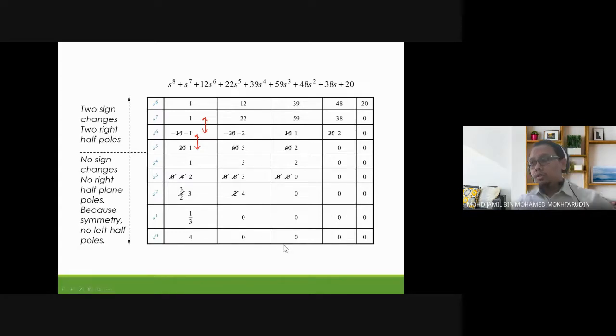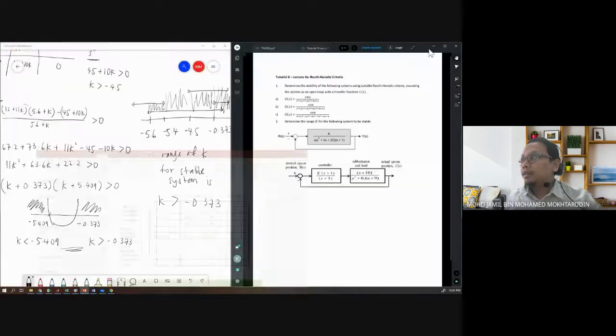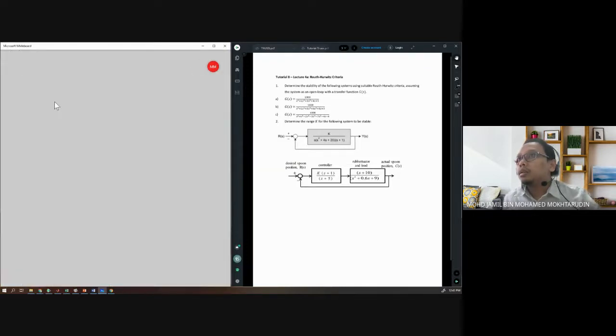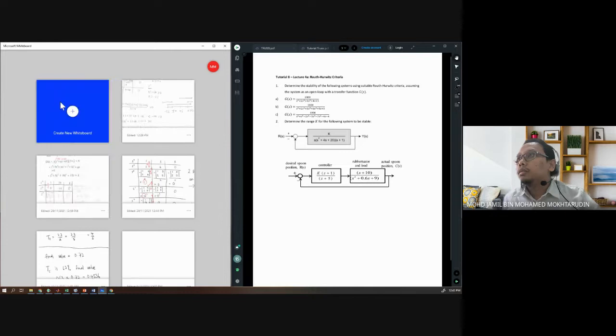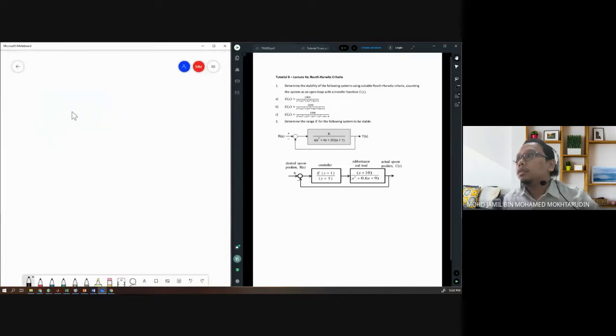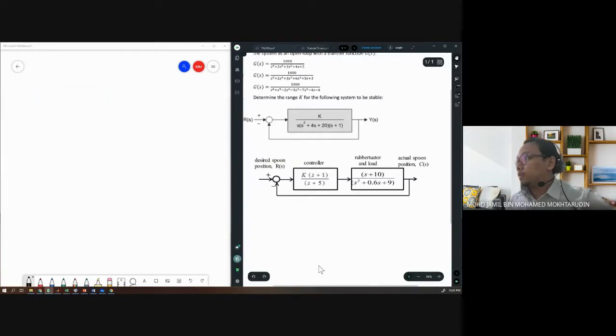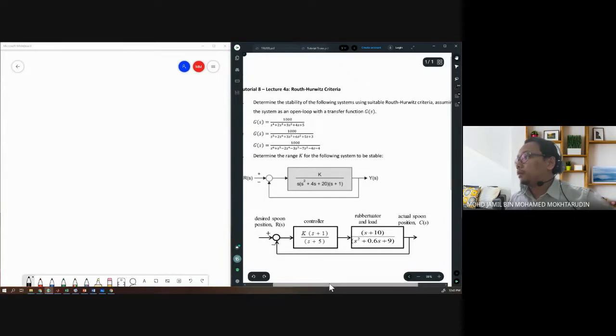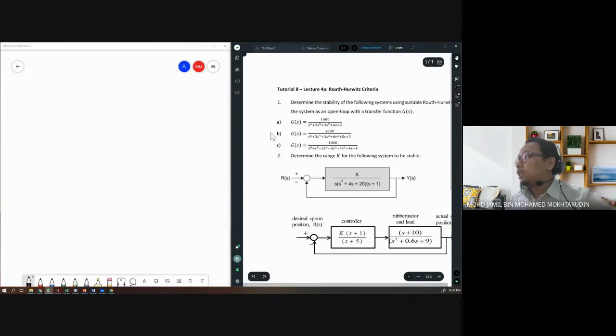So let's look at the tutorial. We have two more questions, okay? Okay, so we still have question number 1B and 1C. Okay, so let's look at 1B first.